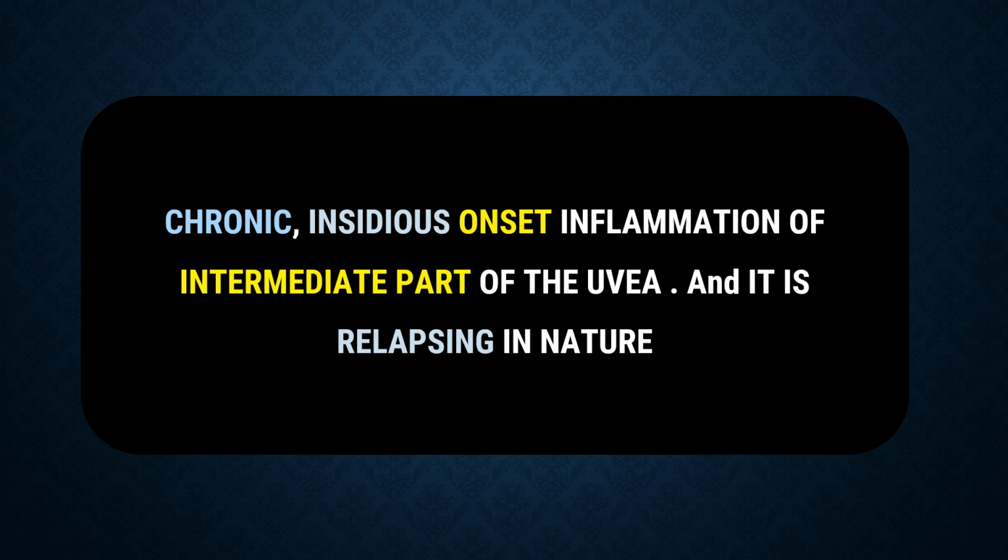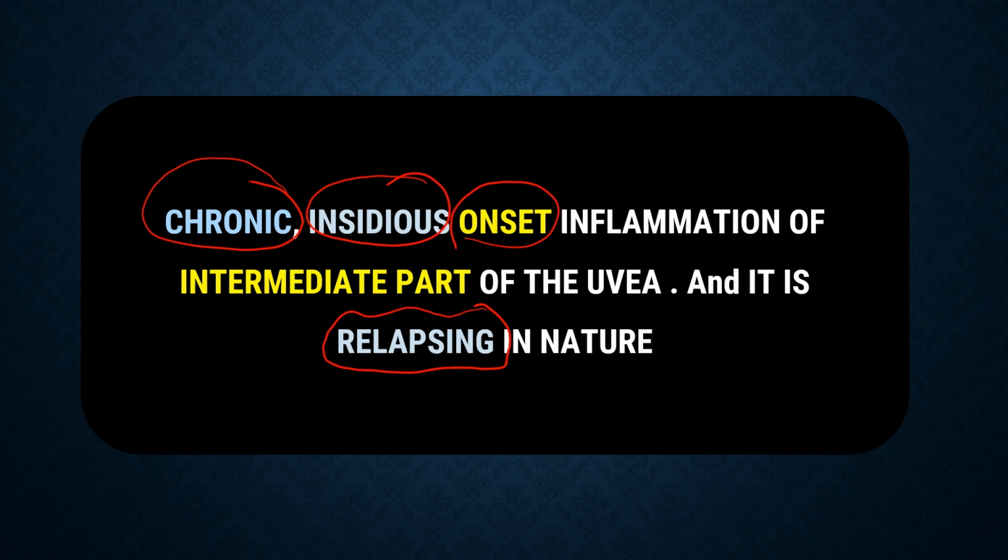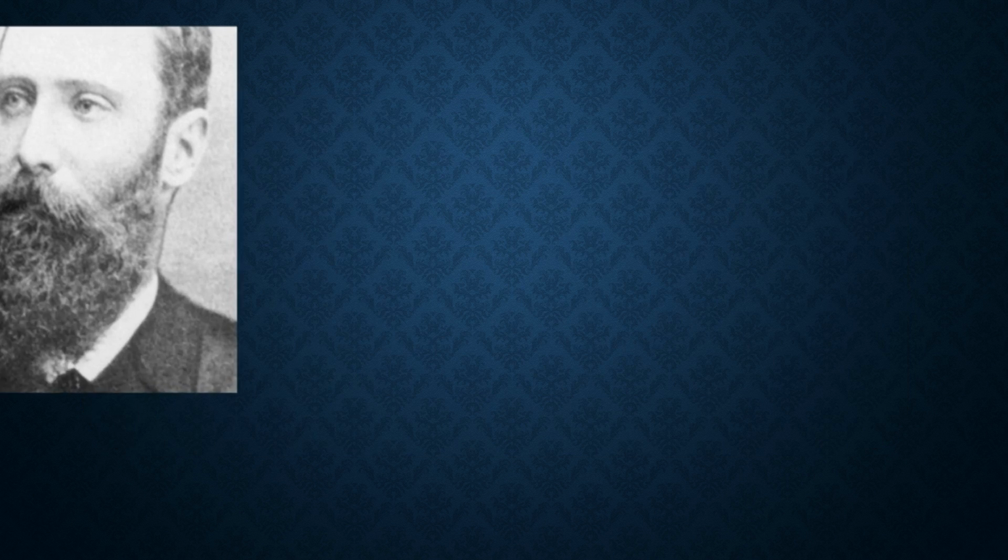So at this point, I would like to drive in this message that intermediate uveitis is basically a chronic, insidious onset inflammation of the intermediate part of the uvea. Okay, so the terms are very important. It's a chronic inflammation, it has an insidious onset, it affects the intermediate part of the uvea, and it has a relapsing nature. Okay, so it keeps on recurring. So all these four terms, please remember them: chronic, insidious, relapsing, and affecting the intermediate part of the uvea.